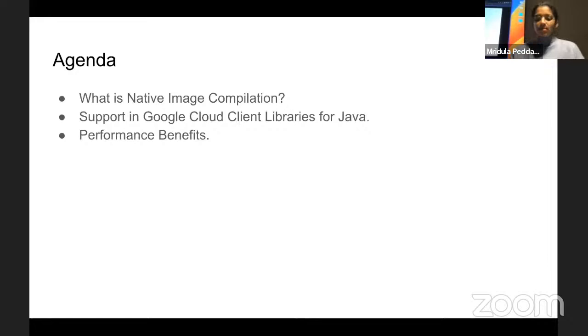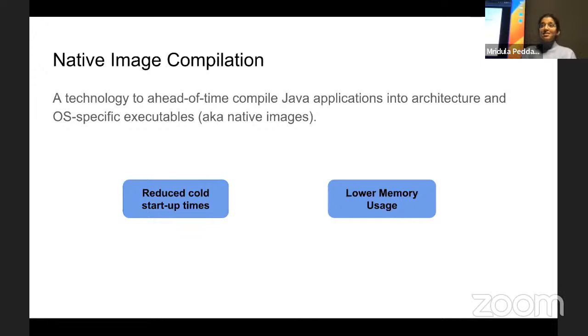So first, what is native image compilation? This technology has been gaining a lot of traction in the Java community. And essentially, it's a technology that allows us to pre-compile our Java code ahead of time into architecture and OS-specific executables, also known as native images.